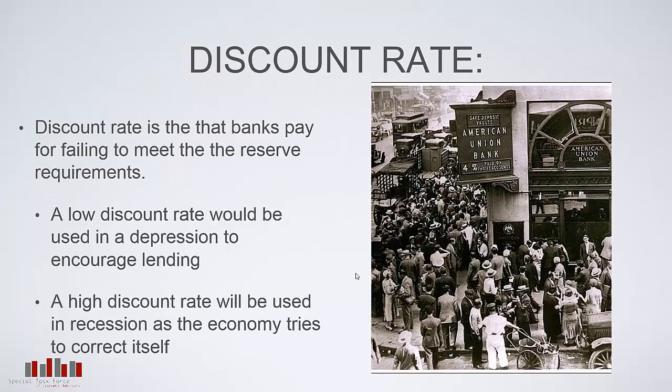The discount rate is the rate that the banks pay for failing to meet their reserve requirements. A low discount rate would be used to get people to borrow money and expand the economy. You'd likely see that during a depression period. A high discount rate would be used if we are starting to see the economy struggle a little bit, and we're going to try to tighten up and make sure that we don't have a massive failure.